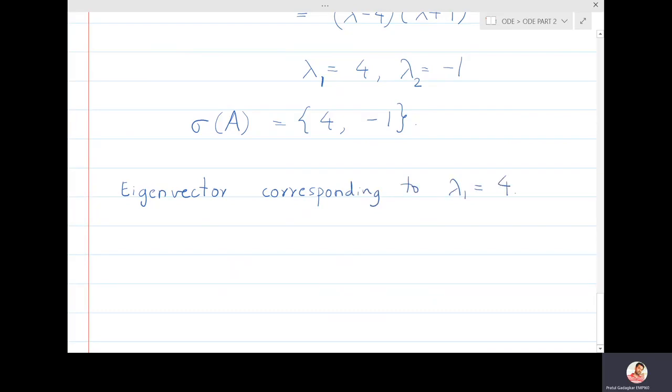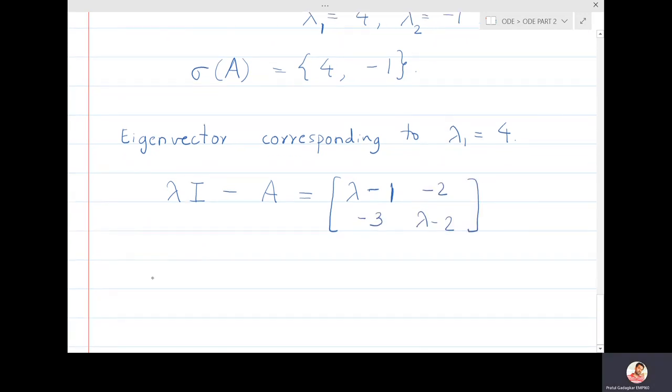First I will write what lambda I minus A is. We know that lambda I minus A, which we have written above, is lambda minus 1, minus 2, minus 3, lambda minus 4. Here I will put lambda equal to lambda 1, which is 4. So I am going to replace lambda by lambda 1.